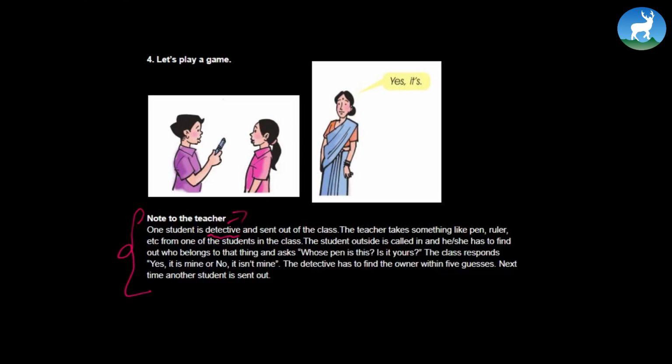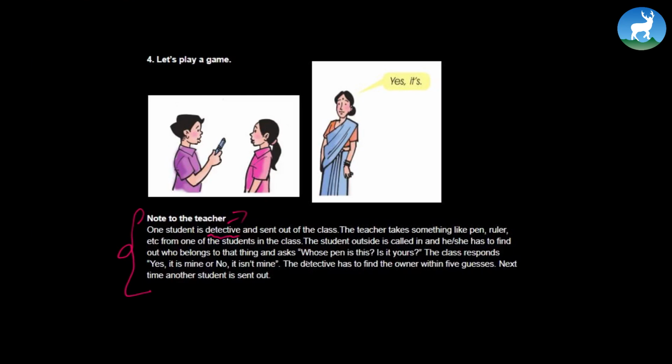Anyways, let's continue. One student is the detective and is sent out of the class. The teacher takes something like a pen, a ruler, etc. from one of the students in the class. The student outside is called in and she has to find out who it belongs to and asks, whose pen is this? Is it yours? The class responds, yes, it is mine, or no, it isn't mine. The detective has to find the owner within 5 guesses. Next time, another student is sent out.